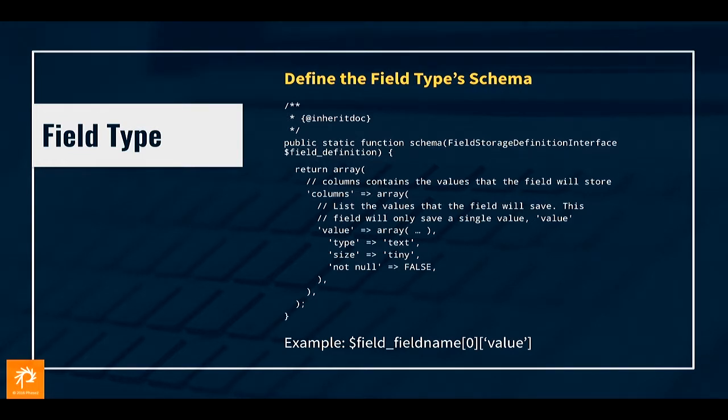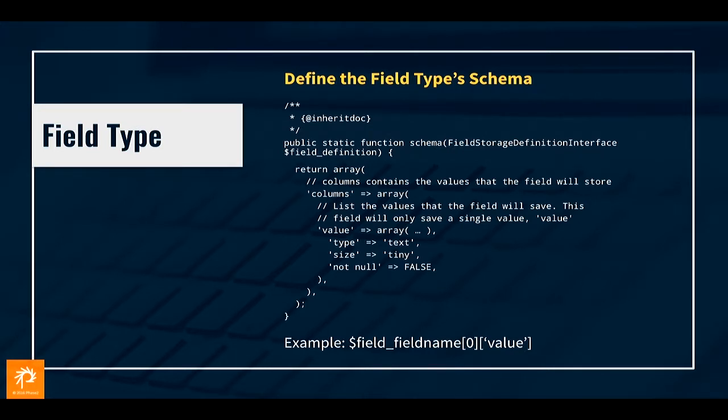So when you define the field type schema, this is just kind of a default example here. This example of code is going to save exactly one column in our schema called value. And if you look under the hood at most fields in Drupal core, they're going to have just value, right? Like if you have a text field, it's going to have field name dot value. If you have a number, it's going to be that field name dot value.